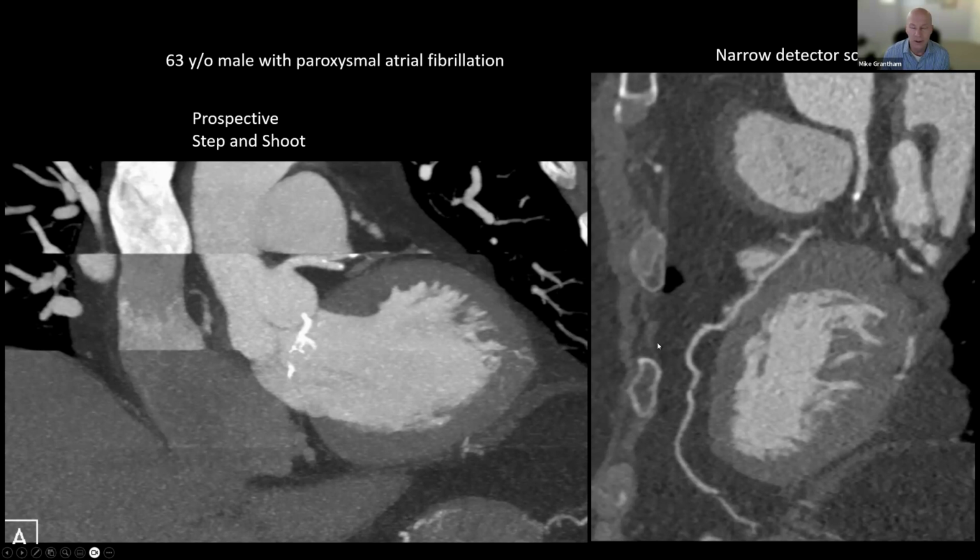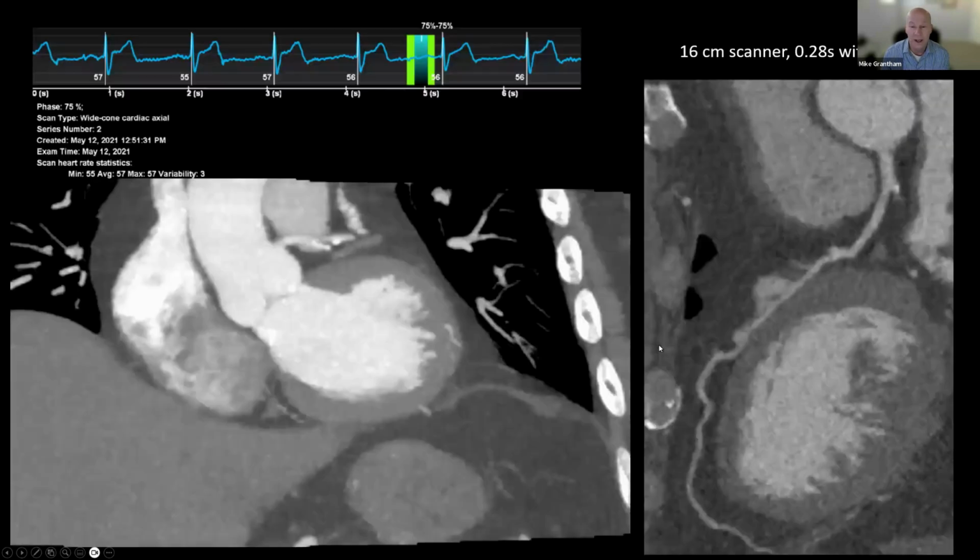We chose to bring him back on a different scanner. And there's a couple reasons why. One, we brought him back on a wide detector scanner because that is a single beat acquisition all the time. And I feel you have better odds of triggering during a good beat with a single beat acquisition.